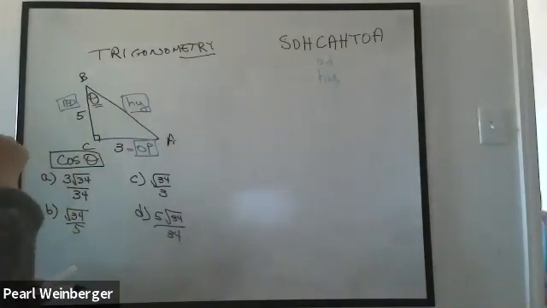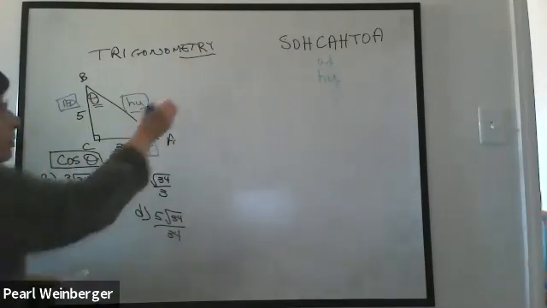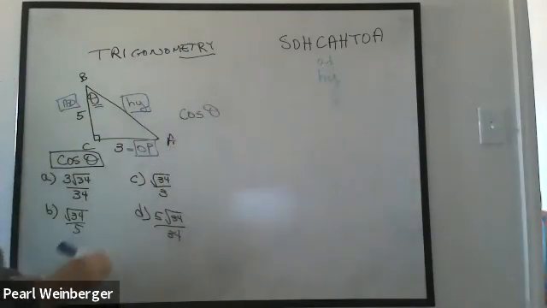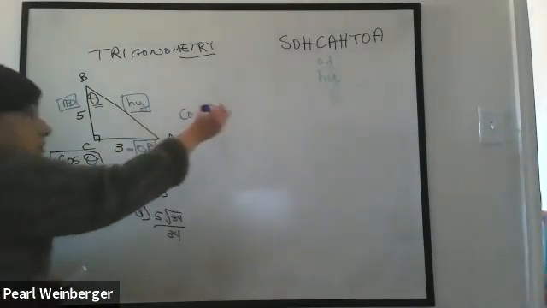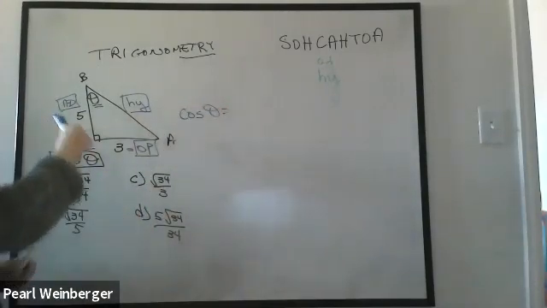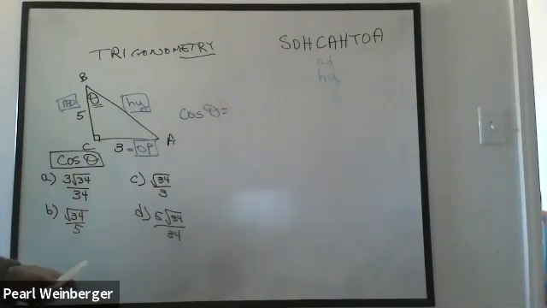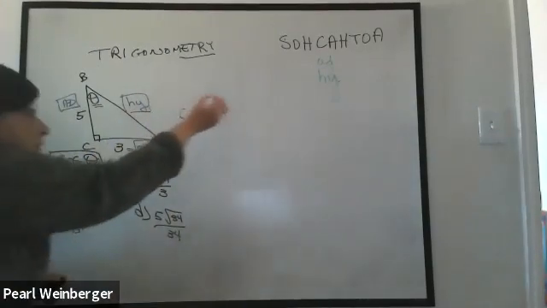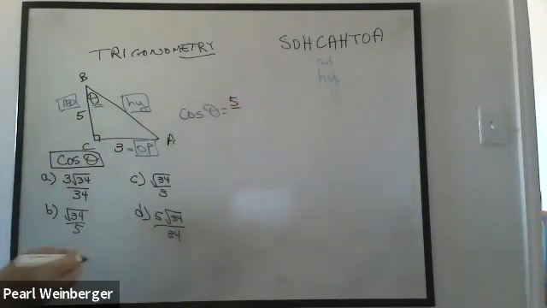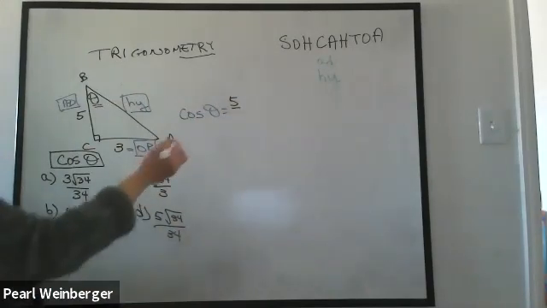So we want to find the adjacent, so we're looking for the cosine of theta. And the cosine of theta is the adjacent over the hypotenuse. And I do know what the adjacent side is. The adjacent of this is 5. But it's 5 over the hypotenuse. And I didn't give you the hypotenuse.